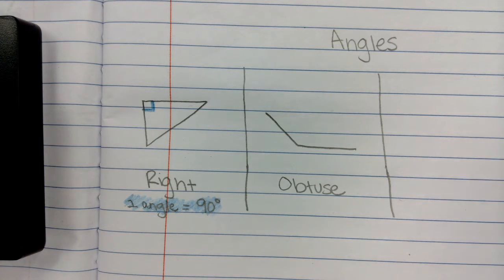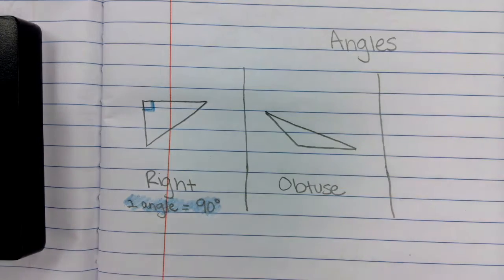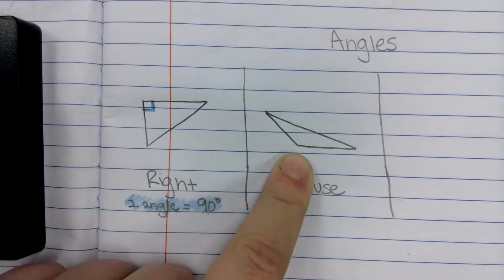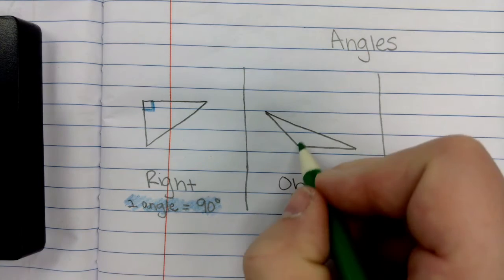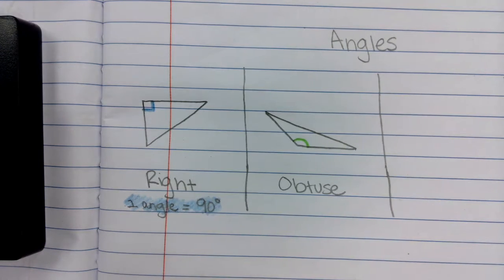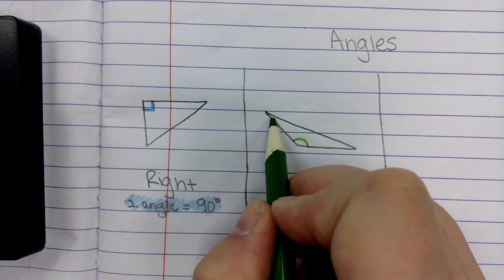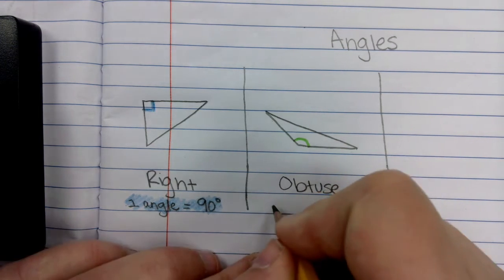Now, in an obtuse triangle, how many of those angles are obtuse? I see this one's obtuse. It's more than 90 here. Is this angle obtuse? No. What about this one? Nope. So how many angles are obtuse? Just one. Okay, so we just have one angle that's obtuse, and obtuse means more than 90.